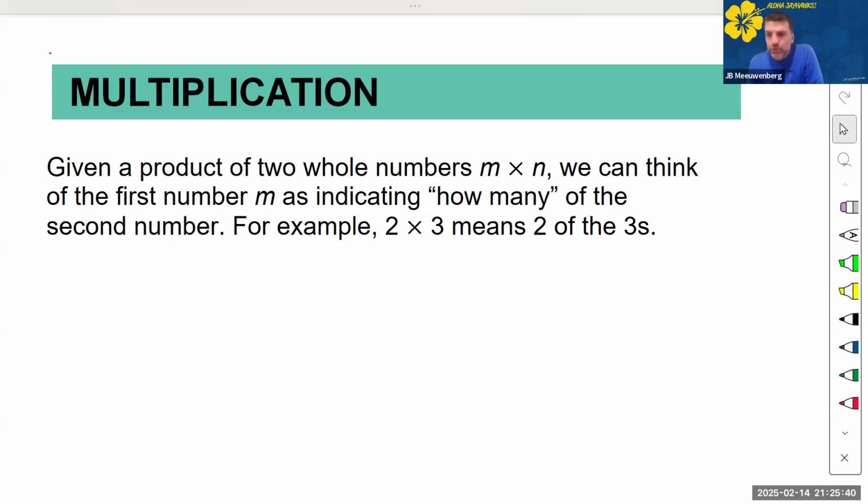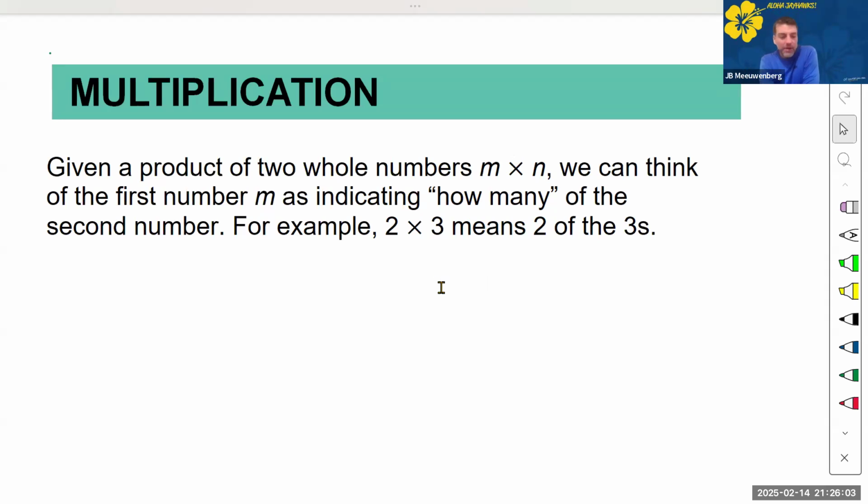So now we move on to multiplication with fractions. And I think this is a really important place to start. It's just going back to the meaning of multiplication. You can see here, given a product of two whole numbers, we'll call them m and n, we can think of the first number, m, as indicating how many we have of the second number.